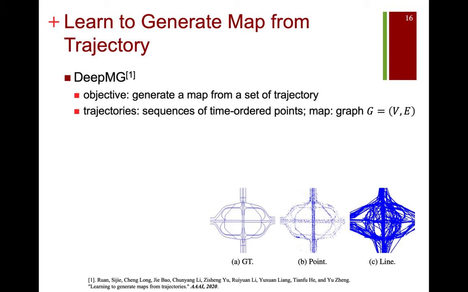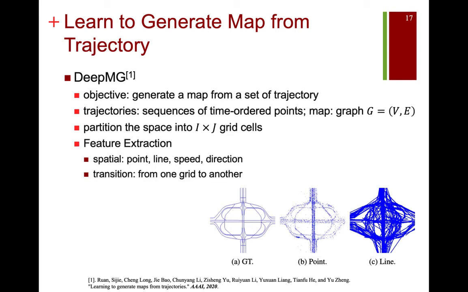So how does DeepMG work? Basically, it develops a deep learning model to generate a map from the trajectory data. As you may know, most deep learning models usually have input and output data in the form of vectors, matrices, or tensors. So it needs to do something to produce such data formats from the trajectory data. Here is how it goes.